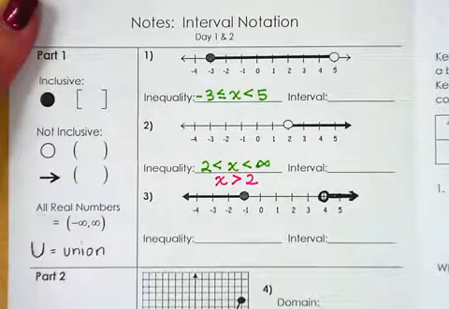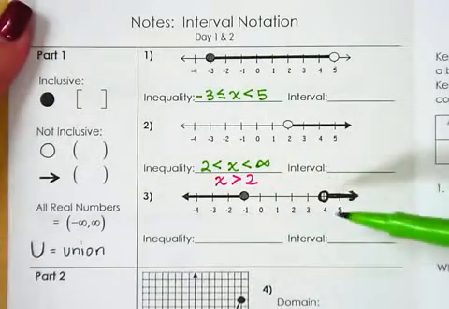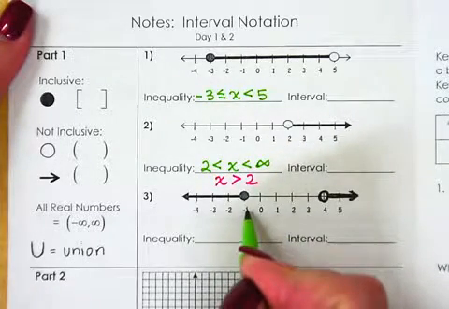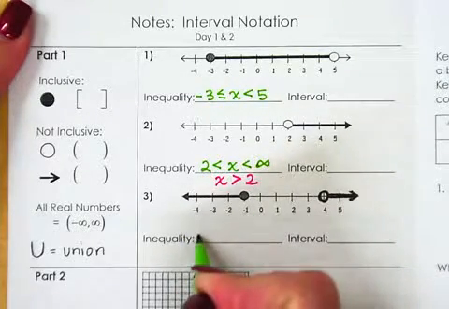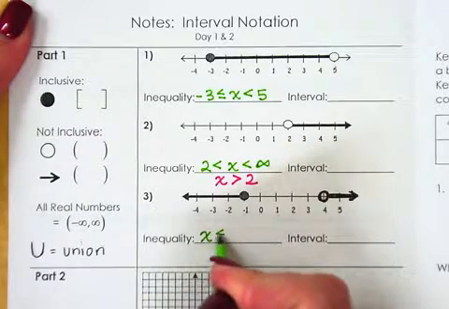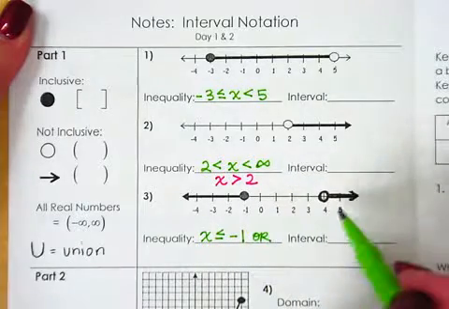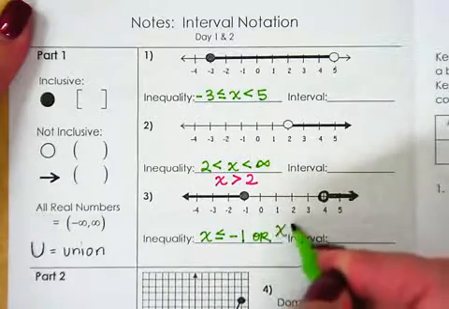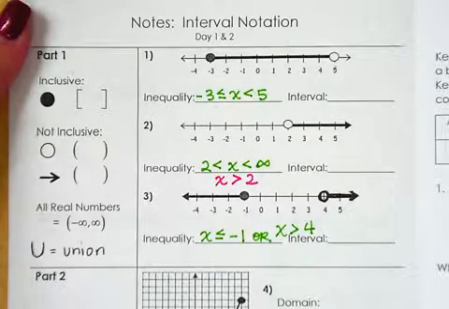Okay, on the third one, I've actually changed this problem from what you see in your notes just because we want you to see something that has two different pieces. So as an inequality, we would say this is all the values of x that are less than or equal to -1. So x is less than or equal to -1. Or it's all the values of x that are greater than 4, x greater than 4. And it's that entire piece there that is the inequality.